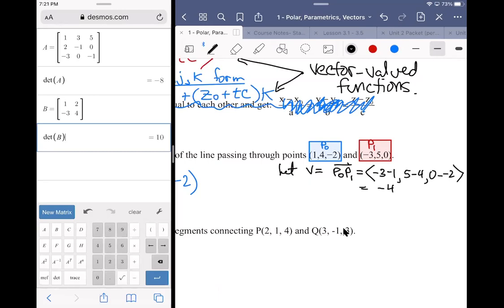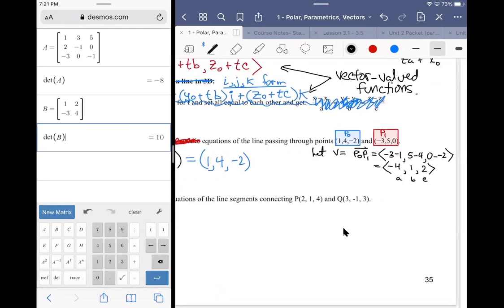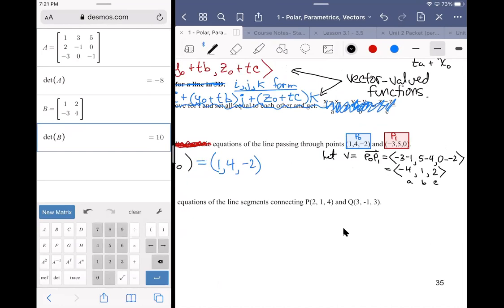So -4, 1, 2. All right, so those make up my A, B, and C values. So a good question at this moment, especially if I were in your position, would be, wait a minute, how do I know that that's A, B, and C? Like, I know that the displacement here has to be parallel to A, B, and C, but how do I know that that's A, B, and C?